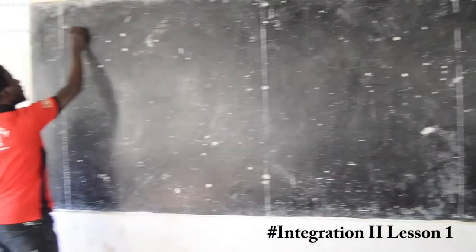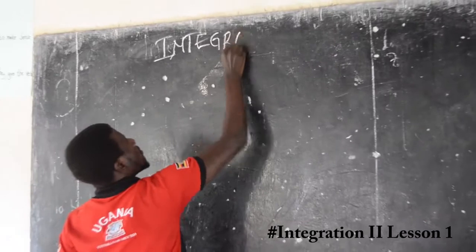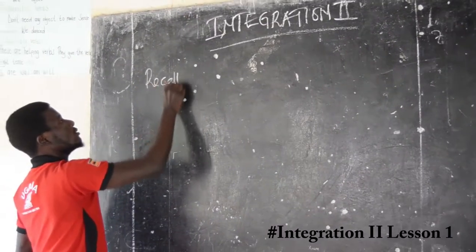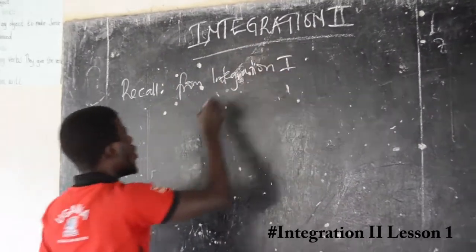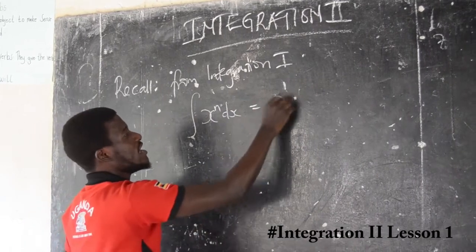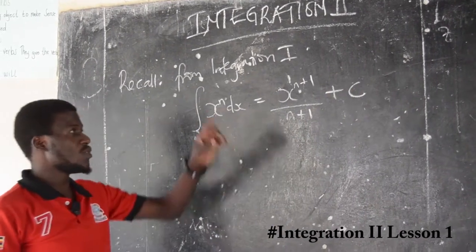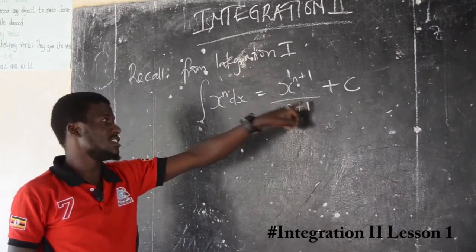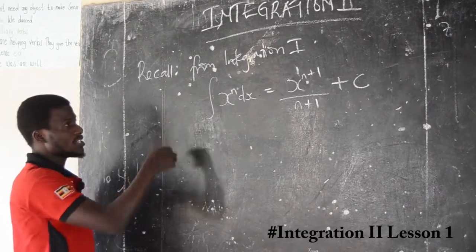Recall from integration 1, I hope you were told this basic rule: the integral of x power n dx is the same as x power n plus 1 over n plus 1, plus a constant of integration. When you're integrating, you increase the power by 1 and you divide by that new power, where c is the one which is known as the constant of integration. Then we can go on to our integration 2.